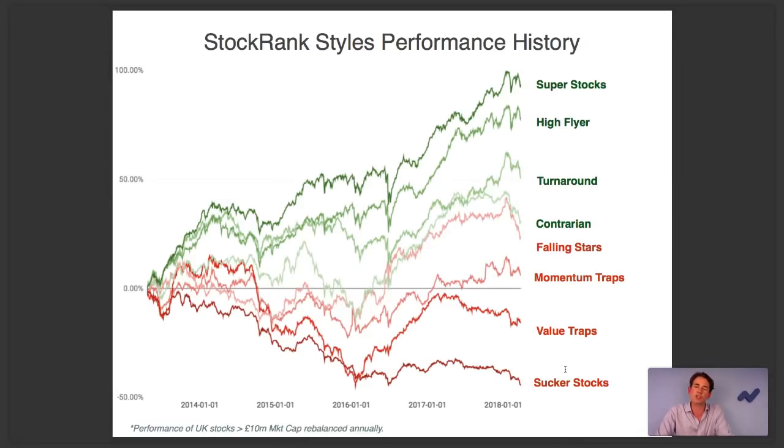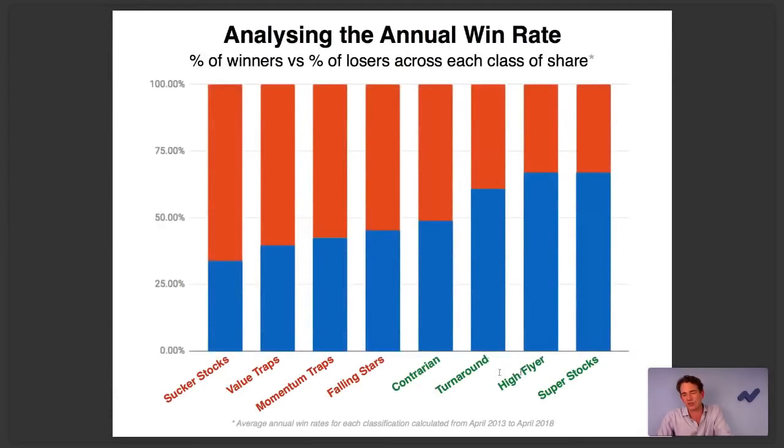There's just an opportunity cost to buying these kinds of shares, and the statistics have been proven historically to be worse. And this is again a win rate slide, but instead of using the rankings, it uses the classifications. And you can again see that super stocks have a much higher probability of selecting a winner than sucker stocks. So I think that's important to understand.